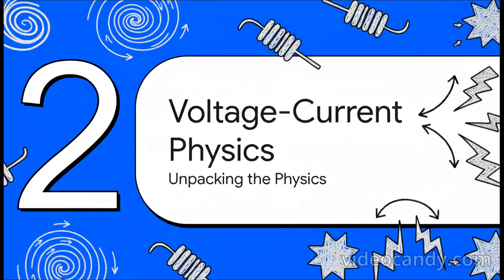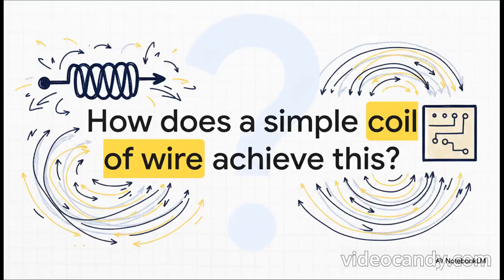Okay, so we've got a handle on what it does. Now let's get into the how. I mean, how does this simple little component actually manage to push back against the flow of electricity? This is where it gets really interesting. And that's a fair question, right? It's just a coil of wire. How can it possibly have such a huge effect on a circuit? Well, the answer lies in an invisible force that you're probably already familiar with.